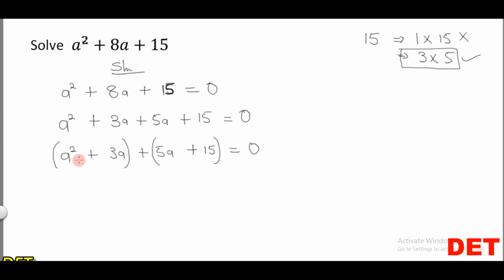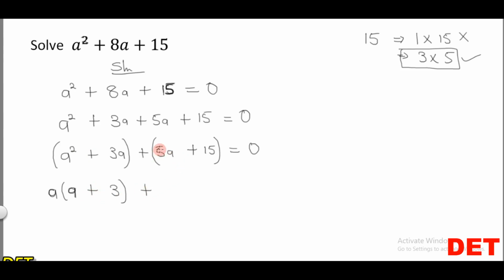Looking at this, I have a squared plus 3a. What is common between a squared and 3a? The common factor here is a. So I'll write a and open a bracket. What will remain here is a, plus what will remain here, which is 3. A times a will give me a squared, and a times 3 will give me 3a. So this expression and this expression are the same. What I did here was to factorize this expression, look for the common factor, bring it out of the bracket and then write what is remaining inside.